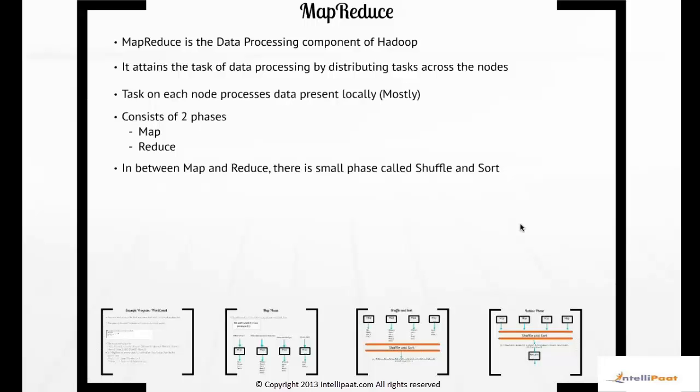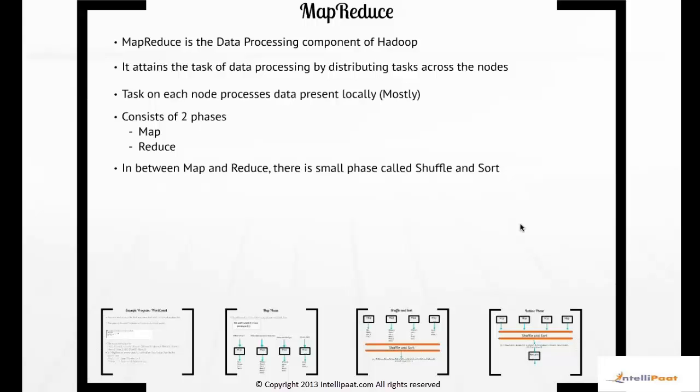So MapReduce is the data processing component of Hadoop. It attains the task of data processing by distributing tasks across the nodes. Task on each node processes data locally. Okay, the data is processed locally. So we've seen that in between map and reduce, there is a phase called shuffle and sort.